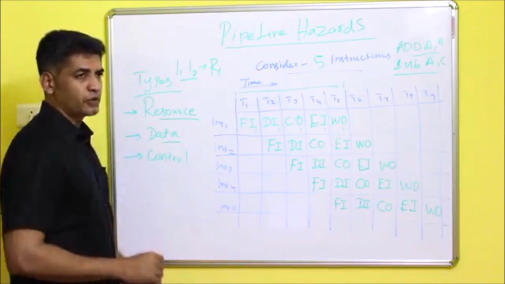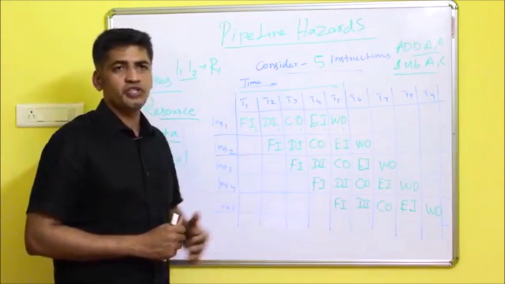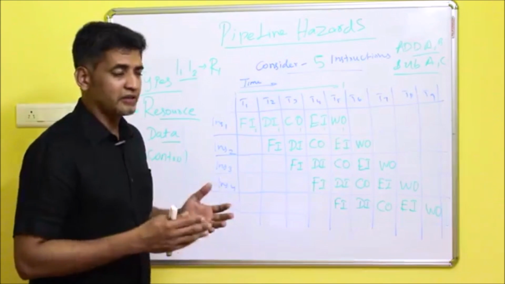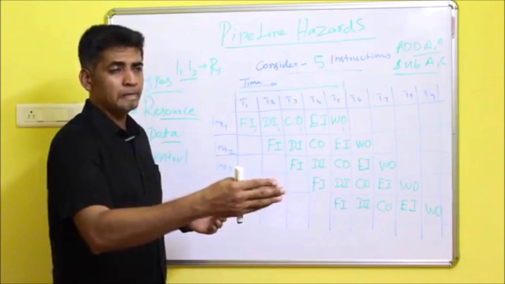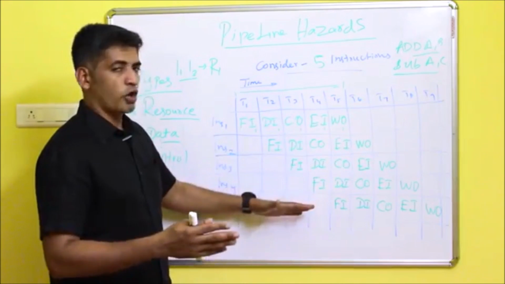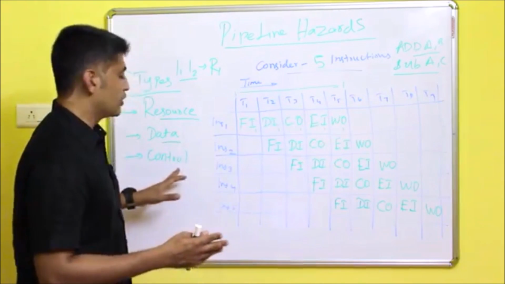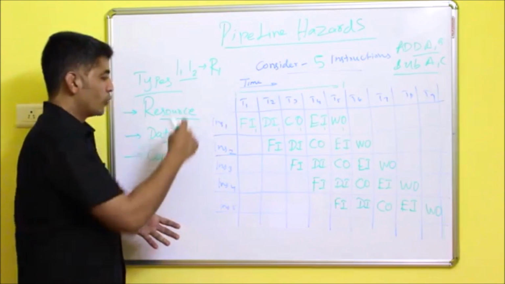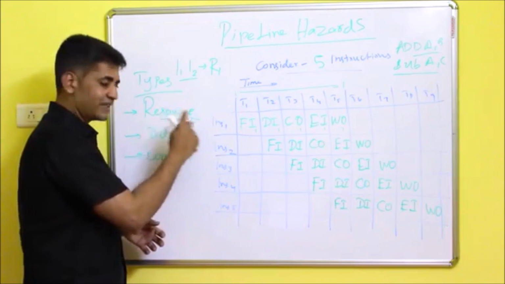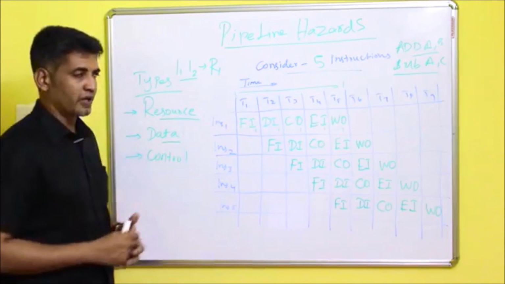And the third one is the control hazard. If branch instructions are there, branch prediction is required for the particular instruction execution. If the branch prediction is wrong, instruction execution will be stopped. So this is related to control hazard. These are the three types of hazards related to the pipelining concept: a resource hazard, a data hazard, and a control hazard.